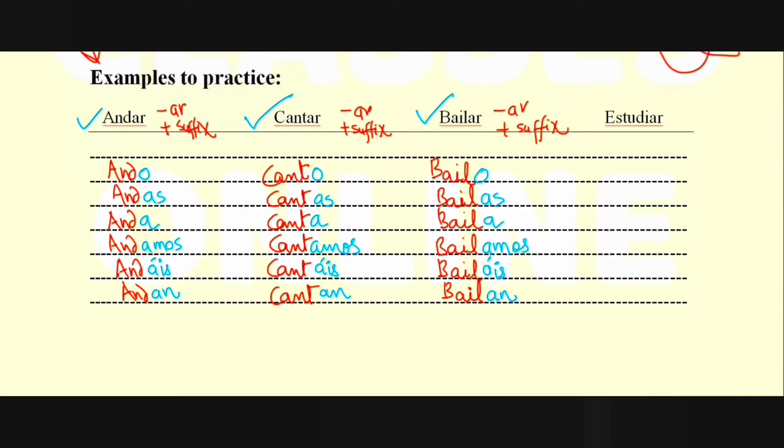See, one more example we are going to do. That is estudiar. Drop ar, add suffixes.